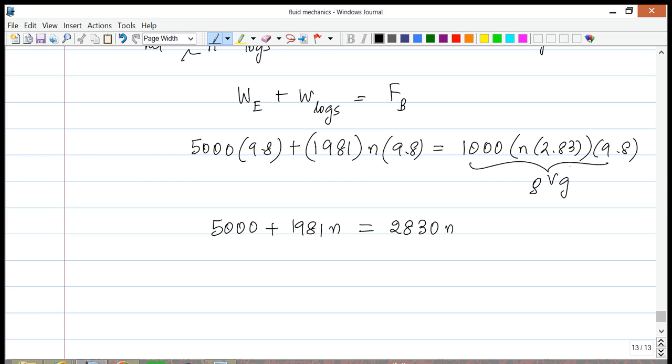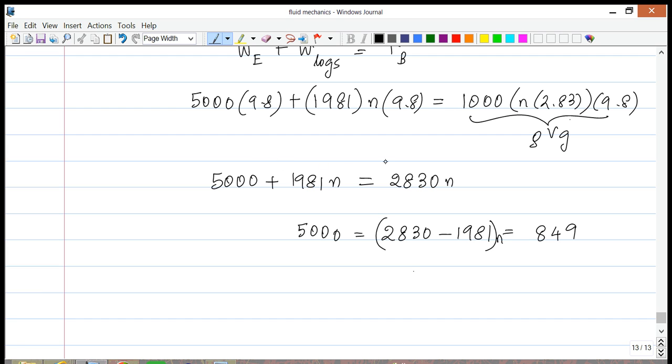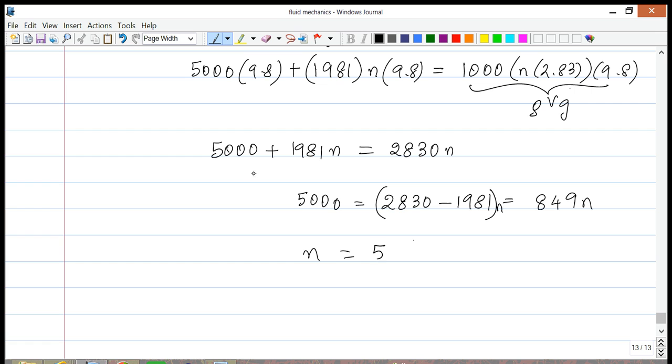So it's a simple problem in algebra now. What we have is 5000 equals n times (2830 minus 1981), which happens to be 849. Oops, there is an n here, so it's 849n, and so now I get n equals 5000 divided by 849, which is about 5.89. So it's approximately 6 logs. That's what we need. We need a minimum of 6 logs in order to support the beautiful elephant. All right, so that's that problem.